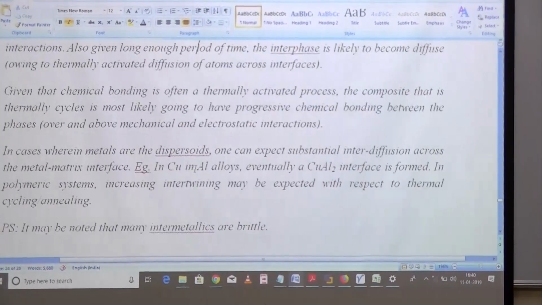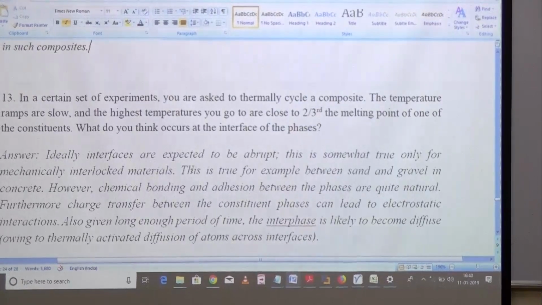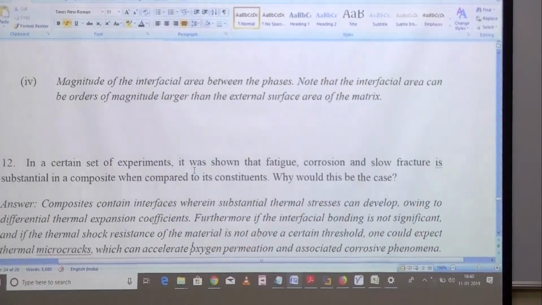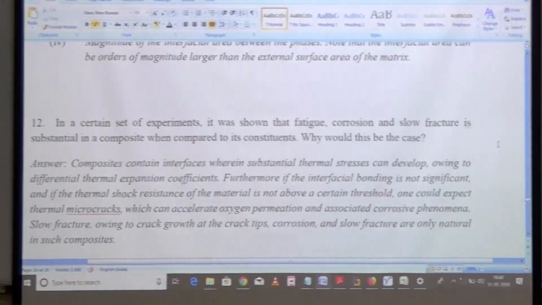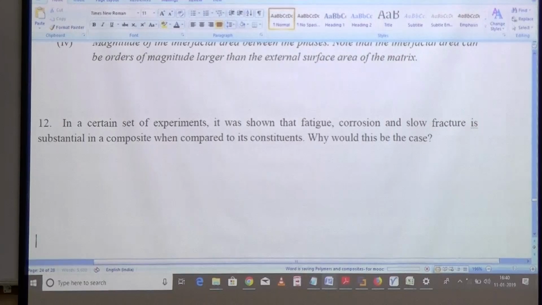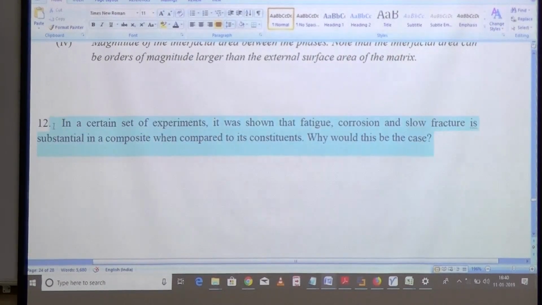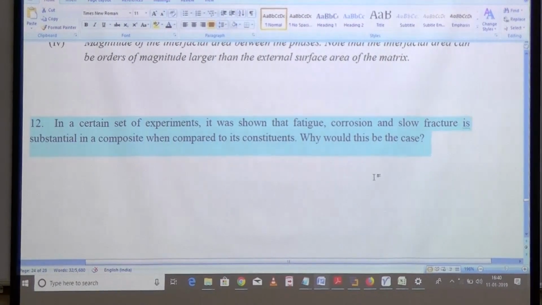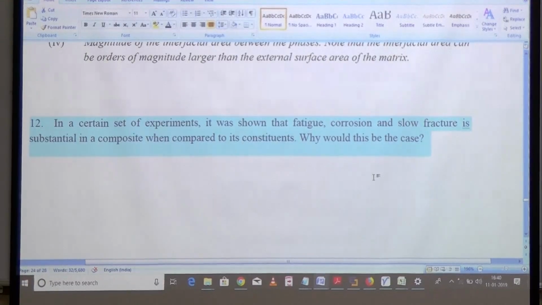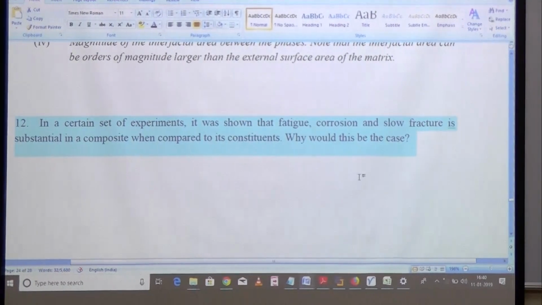Alright, so let me go to this question. This is an important question, just think about it. And this is true. If you look at research literature, you will find that if I have, let's say, two components A and B, I study the degradation of A and B versus the composite AB. Typically, the composite degrades faster than the independent components. Not always, but in a large number of cases this happens.